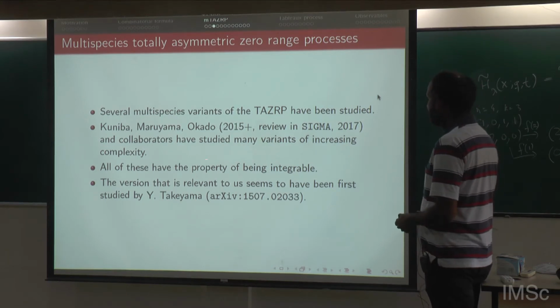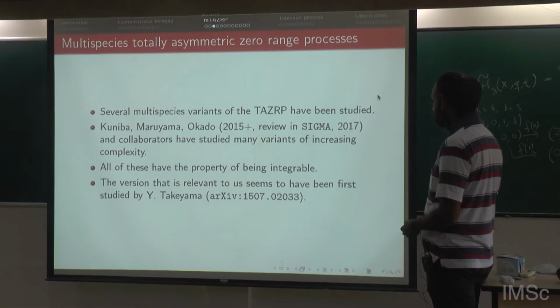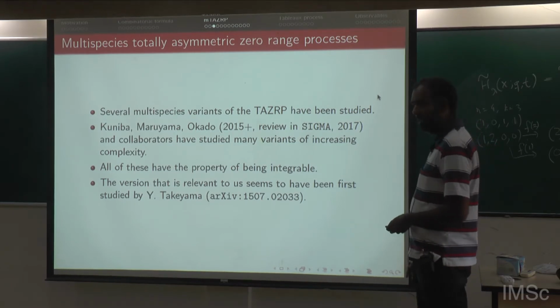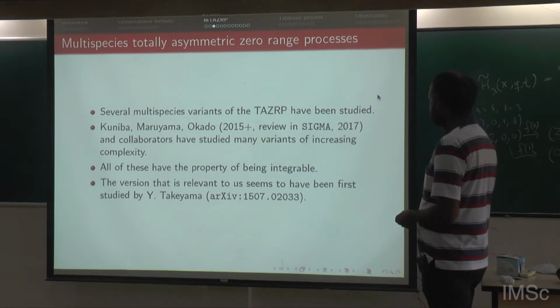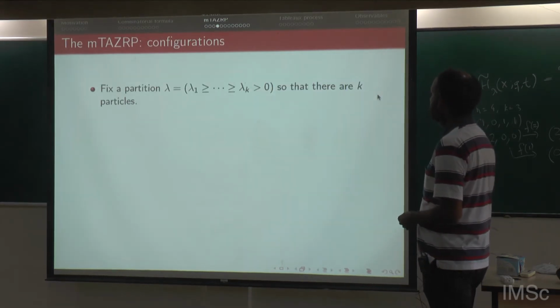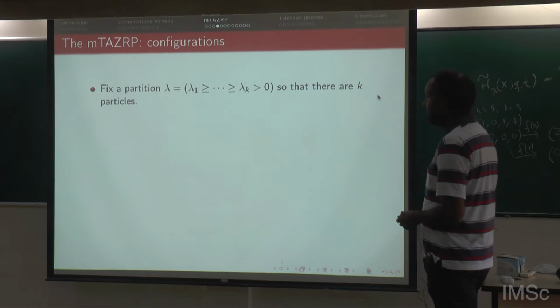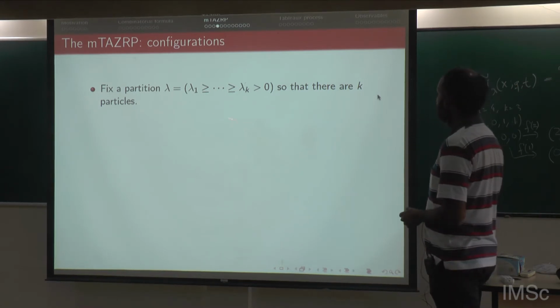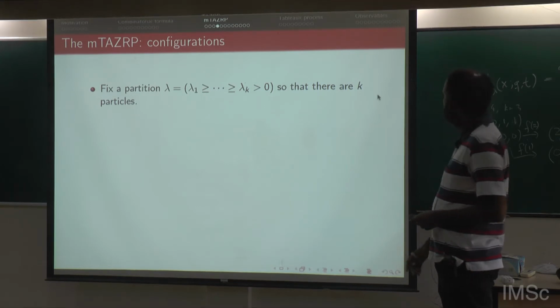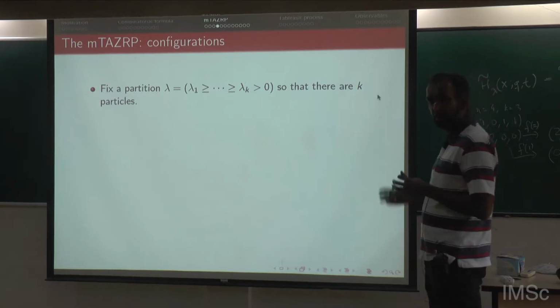But we have the simplest version of this, which was studied by Takeyama. As far as we know, it's not published. He's put it on the archive and kind of forgotten about it. Didn't try to publish it. Anyway, so let me describe the configurations now of this multi-species process. So again, fix a partition. So this will be the content.